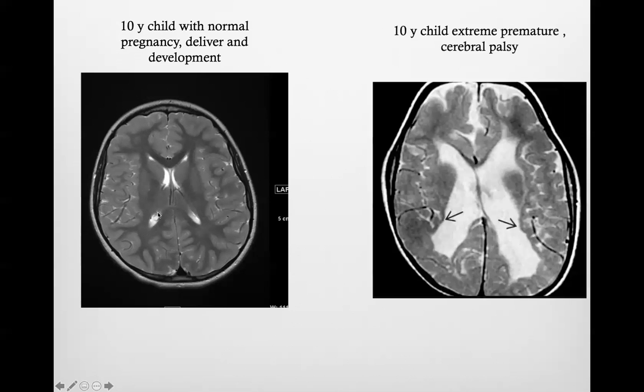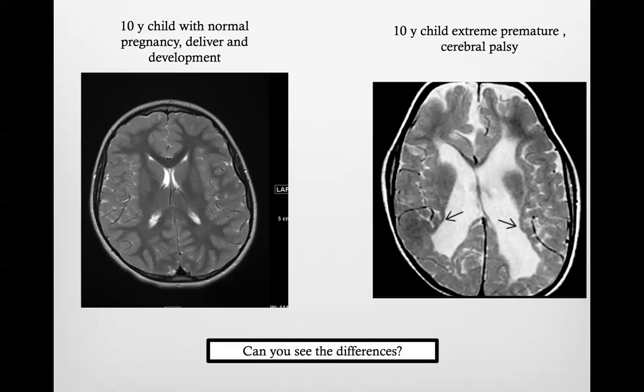Look at this. This is a 10-year-old child, same age, with extreme prematurity, cerebral palsy. Where is the white matter? There is no white matter, a bit here, a bit there, but a loss of white matter with enlargement of the ventricles that basically compensates for the lack of white matter. And this is white matter injury of prematurity.